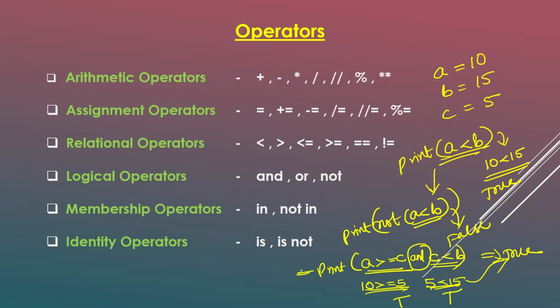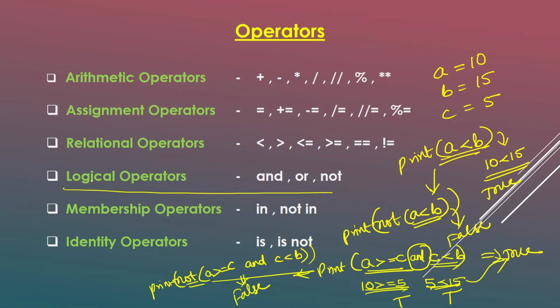Suppose I apply the NOT operator to that condition, then the output will just reverse the output of that condition. That means the output will be false, because you applied the NOT operator to this whole condition. So that is what the logical operators are.